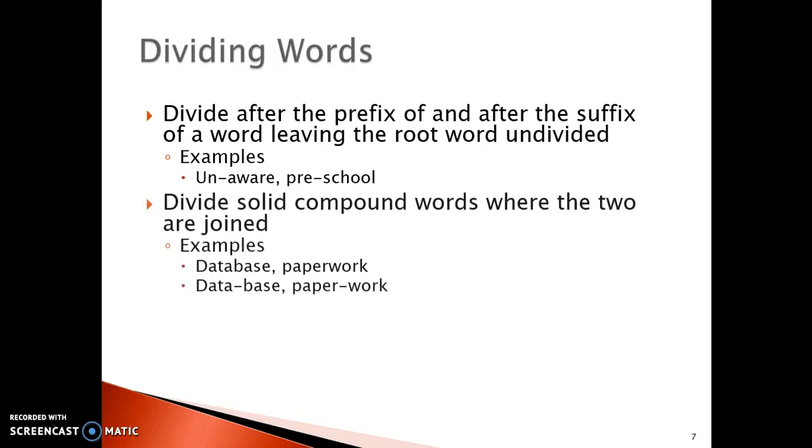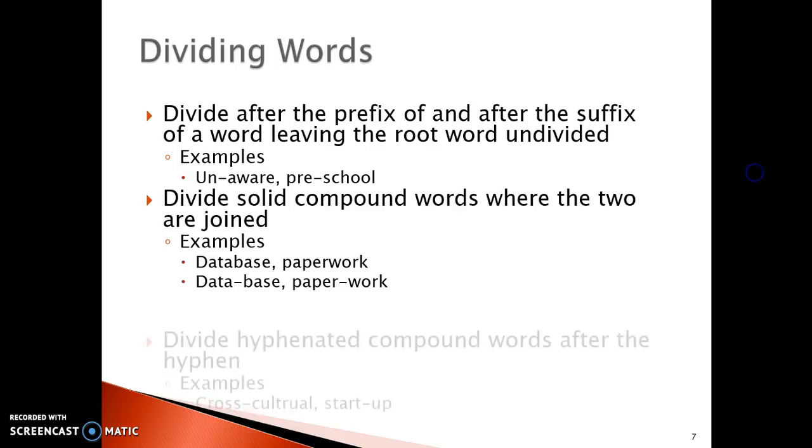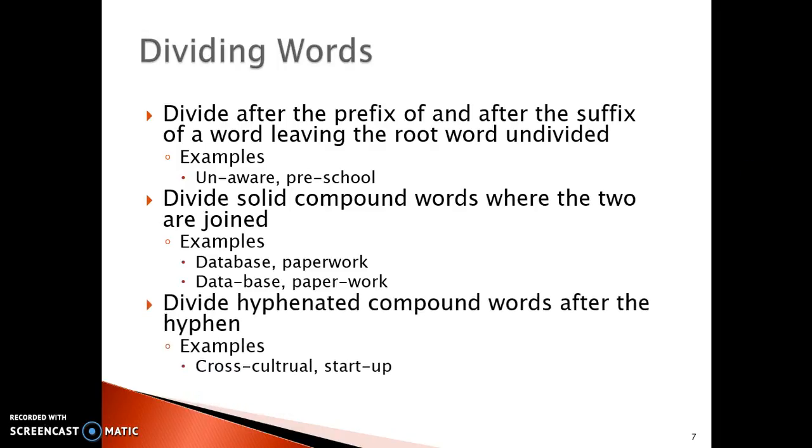Now when you have a solid compound word, you want to divide where the two are joined. So database and paperwork will be divided as data-base and paper-work. When you have a hyphenated compound word, you want to divide after the hyphen. So cross-culture, start-up will be divided after the hyphen.